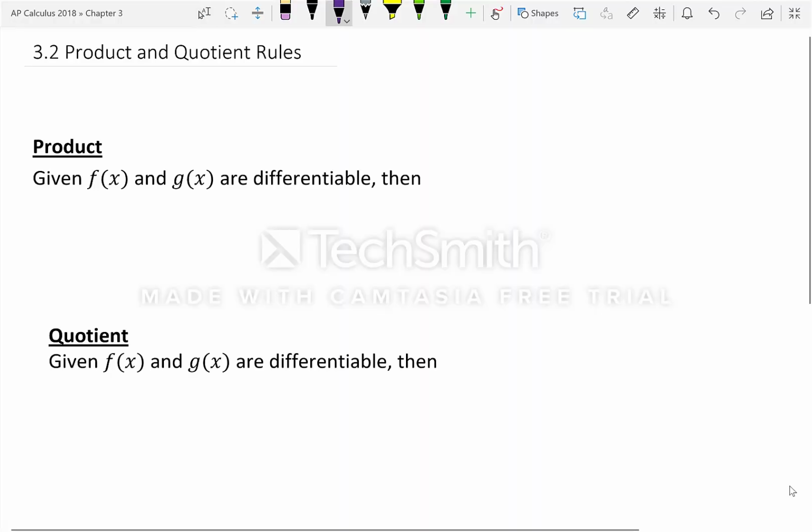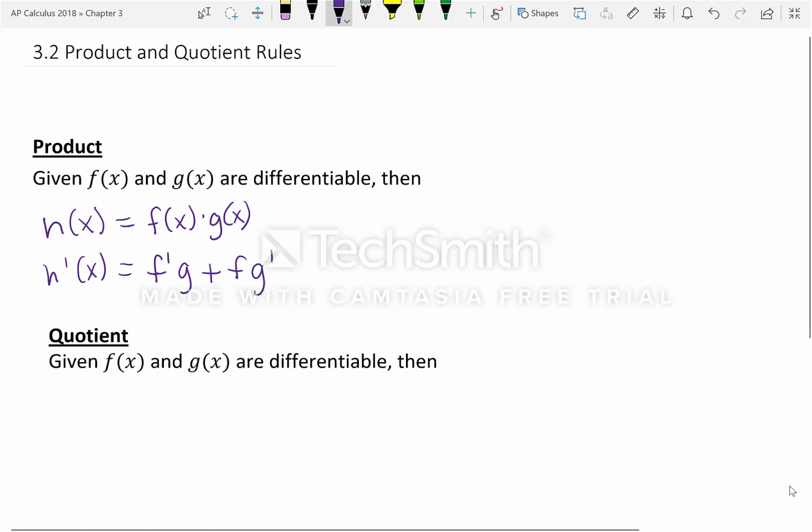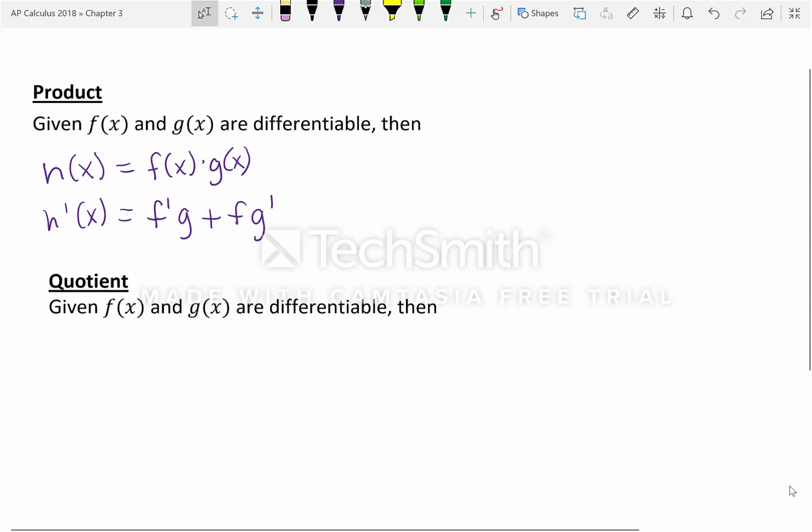Hey everyone, in this video, I'm just going to quickly share with you the product and quotient rules for differentiation. So first of all, if we have two differentiable functions, f and g, and we have the product of those two functions, let's define that by h. So let's say h is equal to f times g. If you want to take the derivative of h, all you have to do is follow this rule. You do the derivative of f first, multiplied by g, plus f multiplied by the derivative of g. So it'd be f prime g plus fg prime.